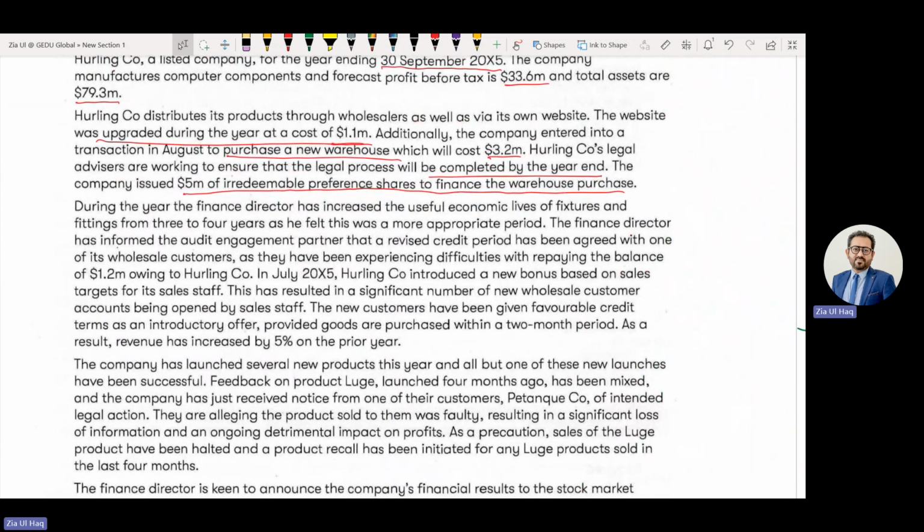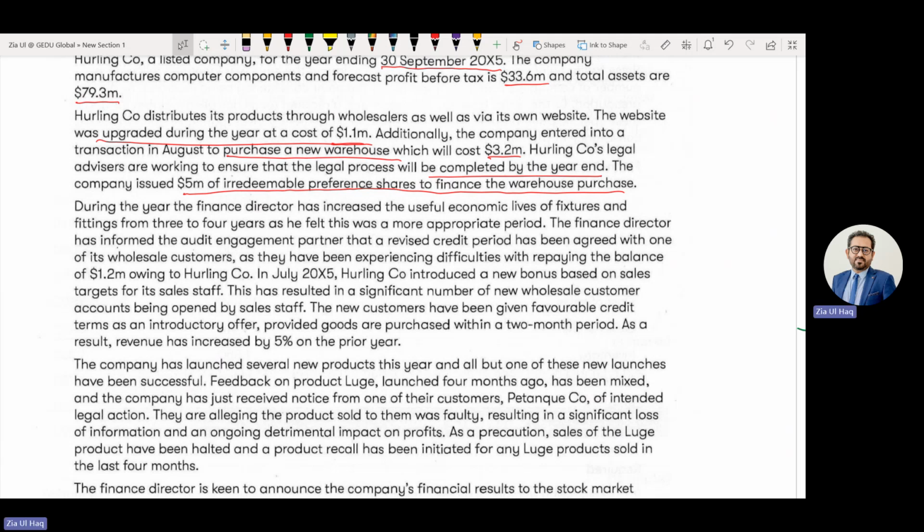The company issued irredeemable preference shares. First time in an audit paper, they stated an issue relating to preference shares. In the book, there is nothing about preference shares. We can relate to other reserves, equity, share capital, and other reserves. The company has issued irredeemable preference shares. Preference shares are of two types.